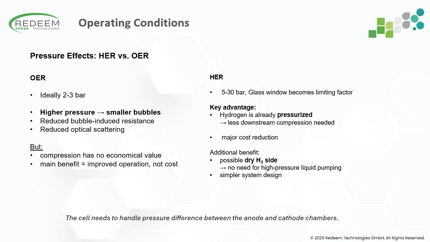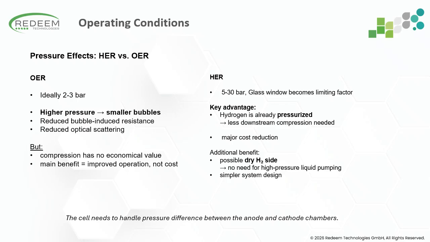So the final operating parameter I like to discuss is the pressure. Interestingly, pressure affects the oxygen and hydrogen side quite differently. On the oxygen evolution side, relatively moderate pressures of around 2 to 3 bars are often sufficient. Also, ambient pressures can be fine, but increasing the pressure reduces the bubble size, which lowers bubble-induced resistance and decreases optical scattering at the illuminated photoelectrodes. So on the anode side, pressure is mainly used as a tool to improve reactor operation rather than to create a direct economic value. The hydrogen evolution side is a different story.